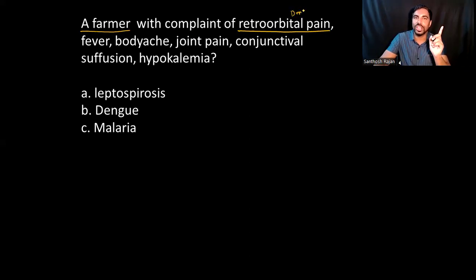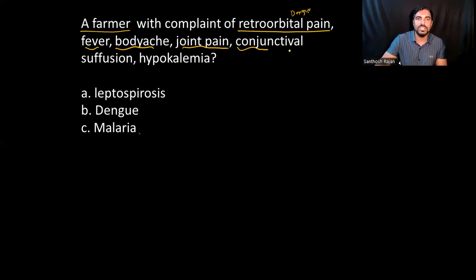It will go usually to dengue fever only. But unfortunately, this retroorbital pain can be seen in leptospirosis also. Malaria, not so much. Possible, but not that much. Leptospirosis also. What about fever, body ache, joint pain? All common in both. You can have dengue also, you can have leptospirosis also, malaria also. You can have all these things.